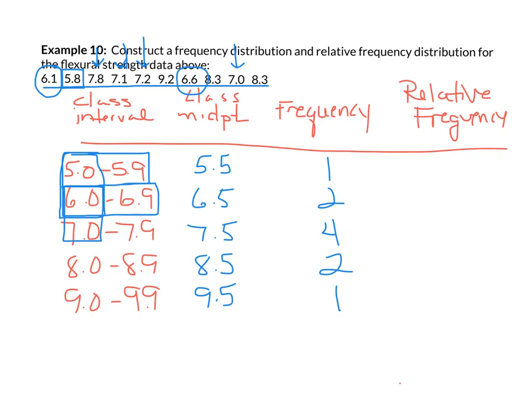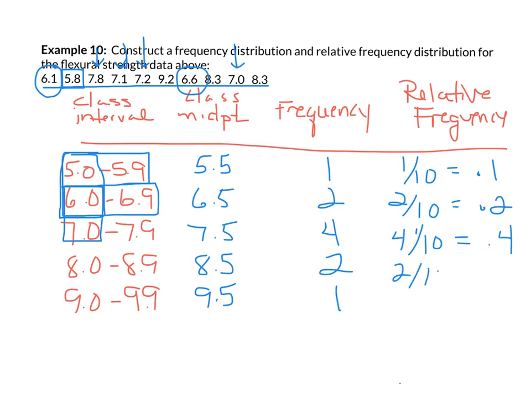To get the relative frequency distribution, we need to divide the frequency by the total number of data points. And we have 10 pieces of data up there. So our relative frequency is 1 divided by 10, or 0.1, 2 divided by 10, or 0.2, 4 divided by 10, which is 0.4, 2 divided by 10, 0.2, and 1 divided by 10, which is 0.1. And so that is your relative frequency distribution.